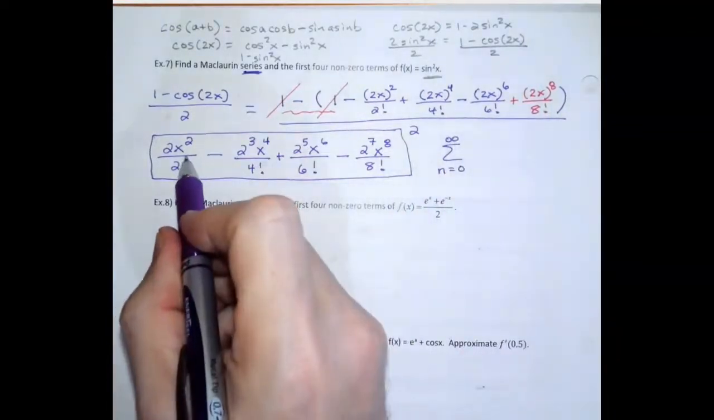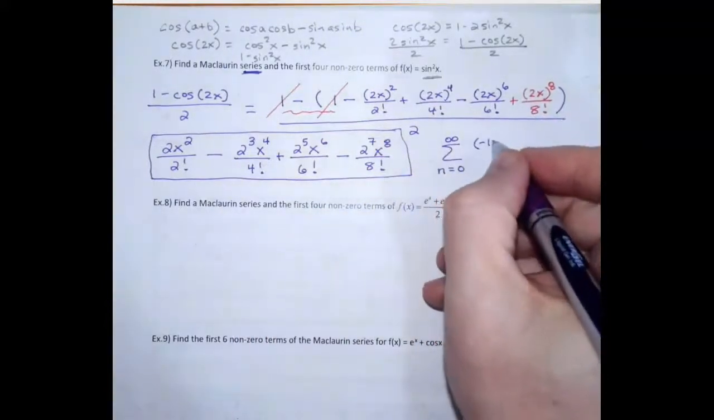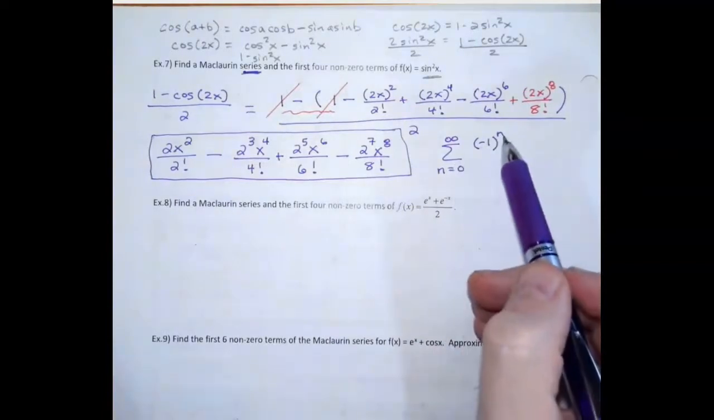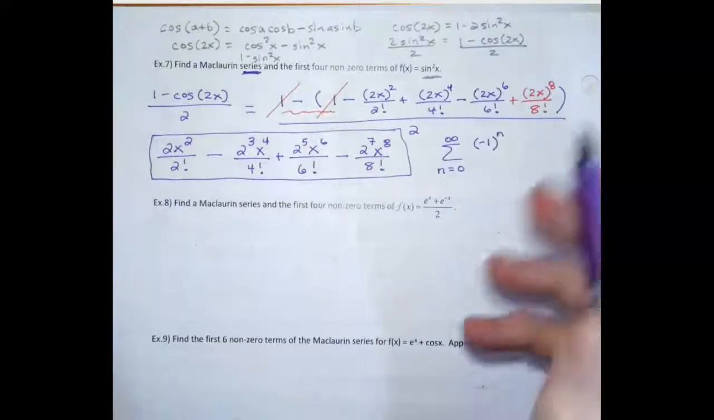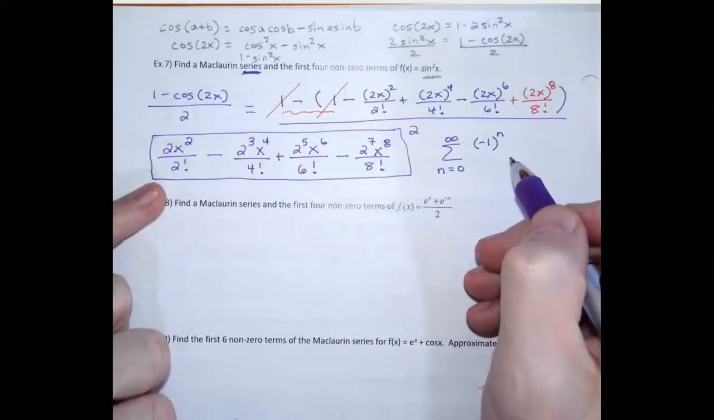Okay, so first of all, we are alternating between positive and negative. We want the first term to be positive, so just (-1)^n will do that for us. Plug in 0, negative 1 to the 0 power is positive 1, so that works out okay for us. Now, what is next?